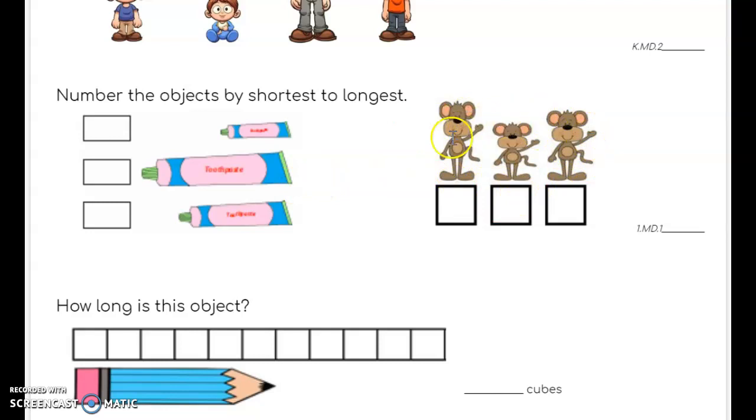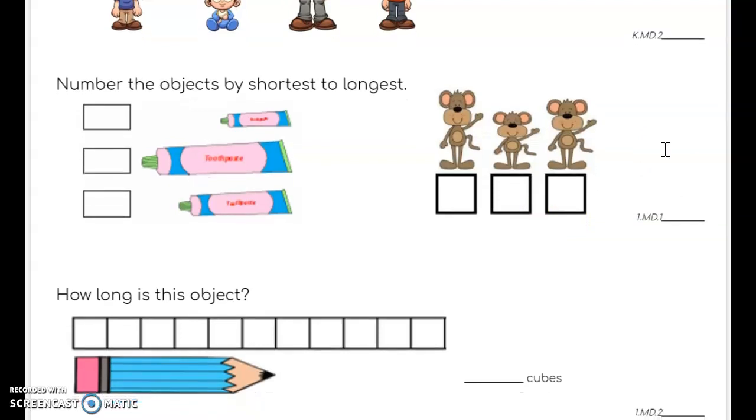Then you're going to look over here at the monkeys. We're going to do the same thing. This time we're looking from shortest to tallest. So you're going to take your numbers again and put them in the boxes. You're going to find the monkey that is the shortest and put the 1 in his box. Find the monkey that is medium height and put a 2 in his box. And then find the monkey that is tallest and put a 3 in his box. Again, our numbers should be going in the boxes, and I should be ordering them by height. So 1 is the shortest, 2 is the medium, and 3 is the tallest.